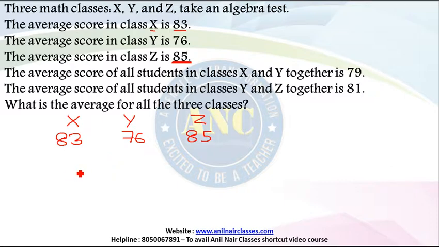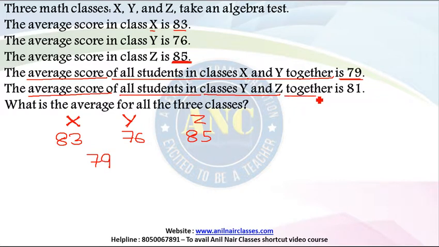Next, read the next statement. The average score of all the students in classes X and Y together is 79. That means if I combine X and Y together, average score is 79, which is nothing but my resultant. The average score of all students in classes Y and Z together is 81. If I combine these two classes Y and Z, my average score is given as 81.